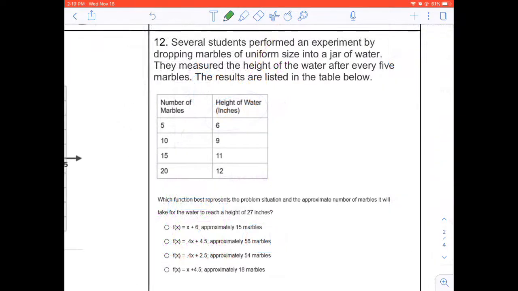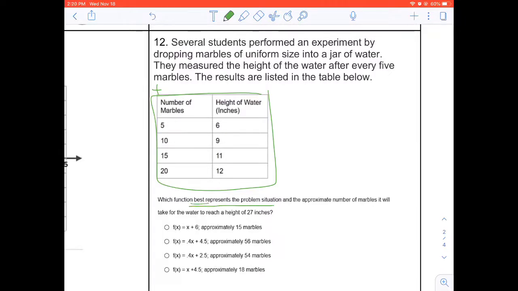Several students performed an experiment by dropping marbles of uniform size into a jar of water. They measured the height of the water after every 5 marbles. The results are listed in the table below. So here we have our number of marbles and the height of the water. The best thing to do anytime you see a table is go type it in. Remember, you do that by hitting the plus sign.